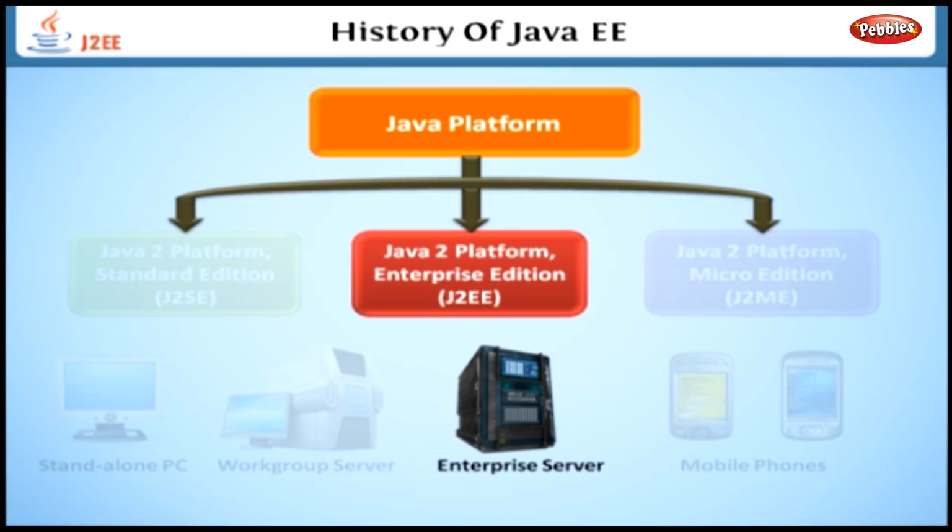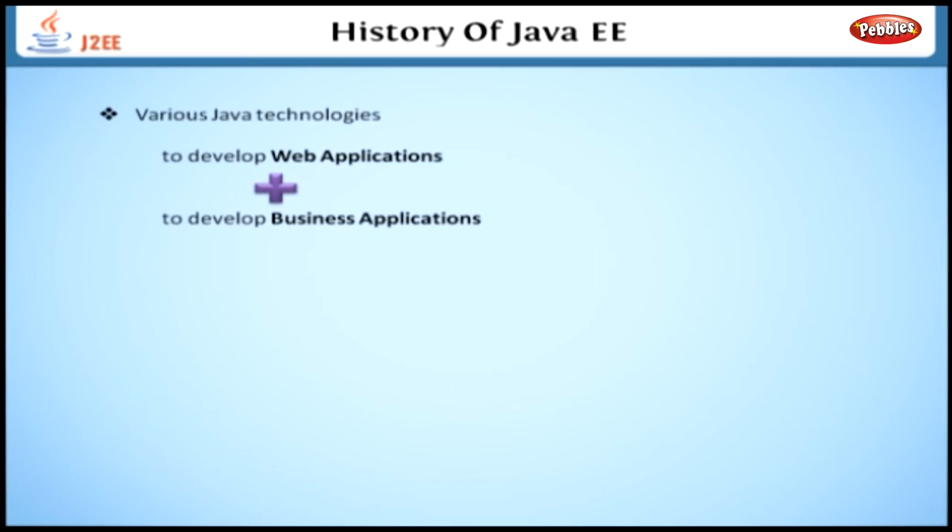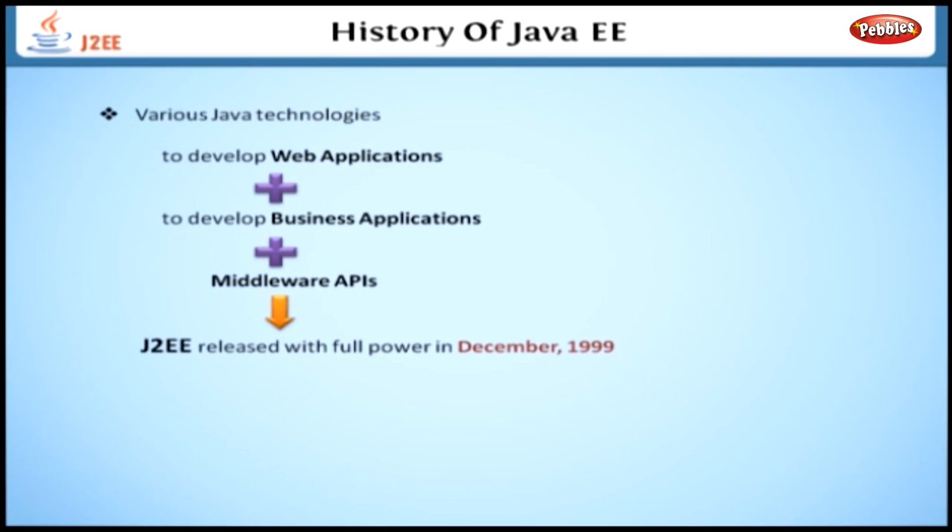Java EE takes full power of Java SE. The various Java technologies that were currently used to develop web applications and business applications could be combined with the middleware APIs and created a convenient package for developers to develop applications. As a result of this repackaging, J2EE was released with full power in December 1999.